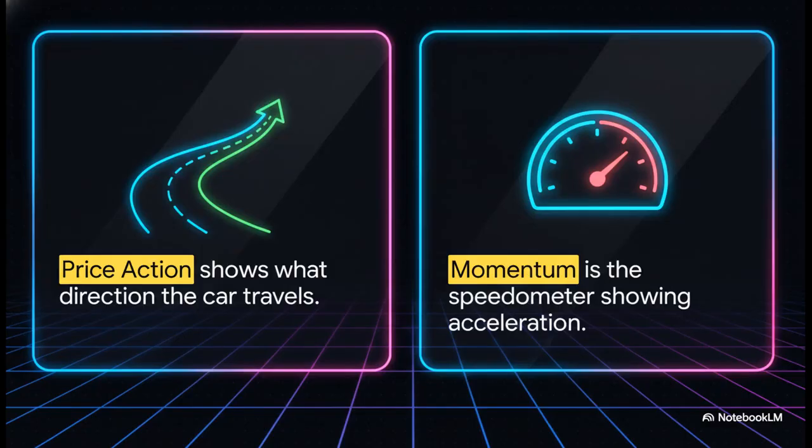Think about market trends like you're out driving a car. The price action simply tells you which direction the car is traveling. Is it going up the hill or down the hill? But momentum, which is exactly what the ROC measures, that's the speedometer. It tells you if that car is accelerating as it climbs, or if it's taking its foot off the gas and decelerating, even while it's still moving forward.